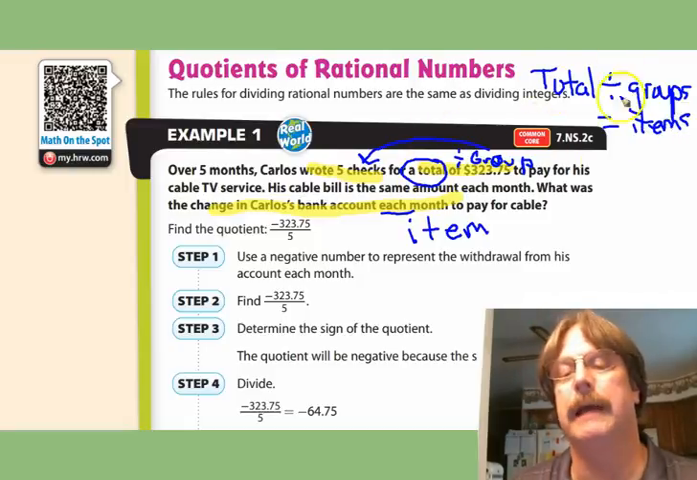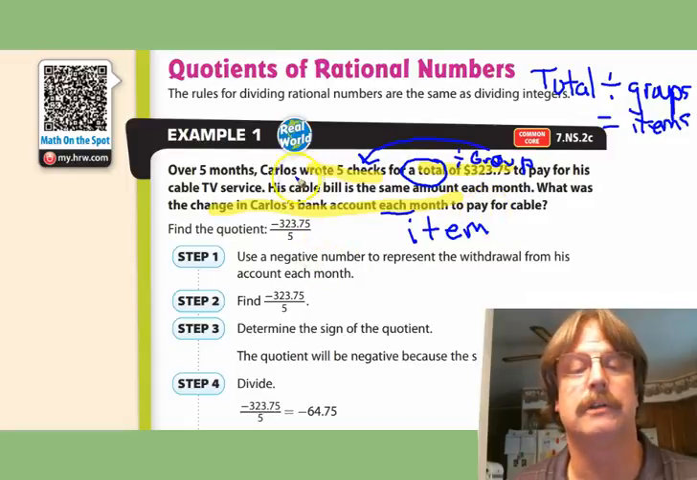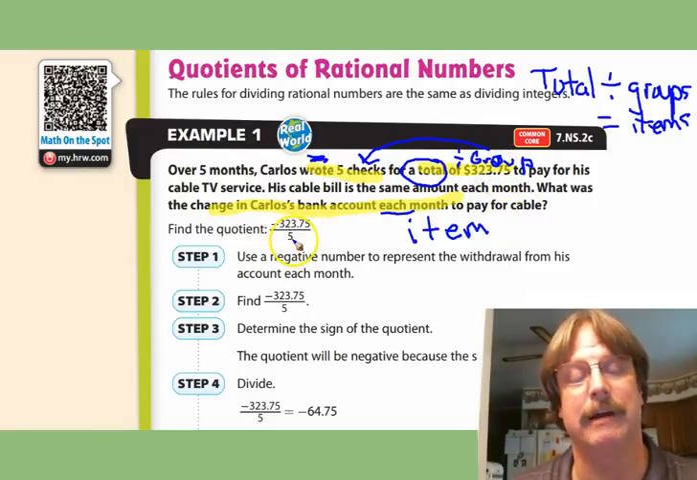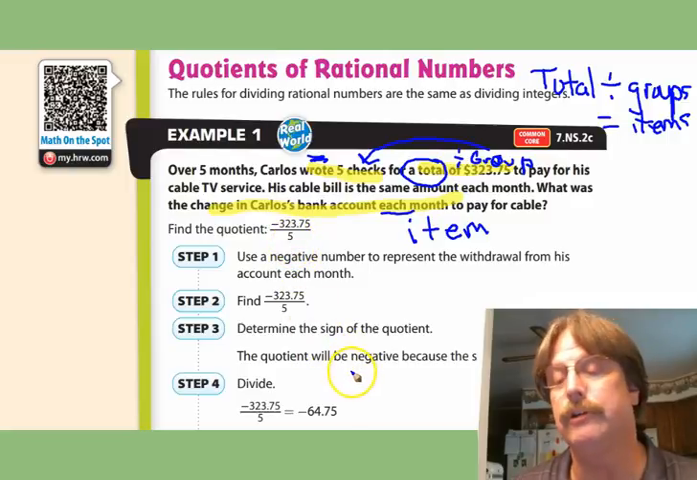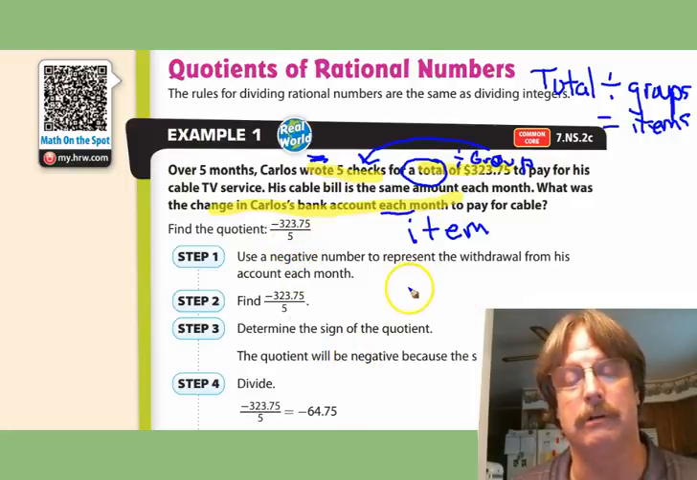So that's what you have to pick out on each one of these, okay? Since you wrote the check, that is a negative amount, okay? And you wrote that amount. So they have negative $323.75 divided by 5. And you go through and you do your math, okay? Do it long division.